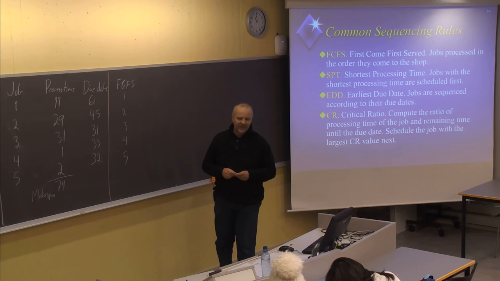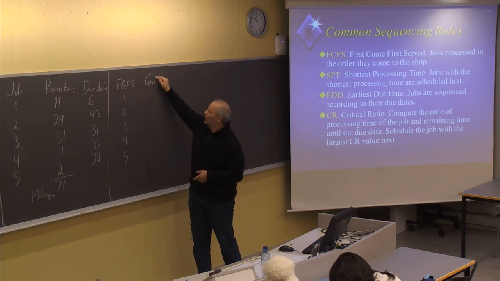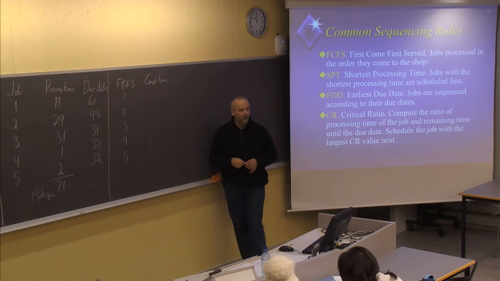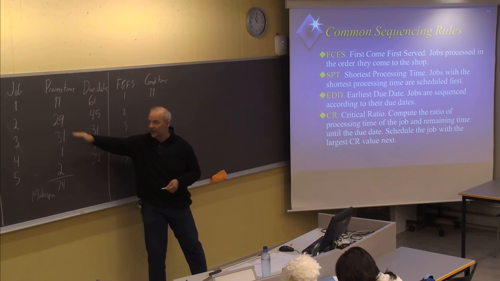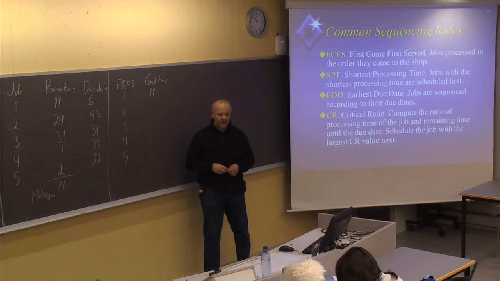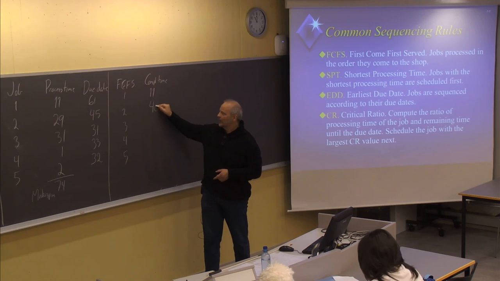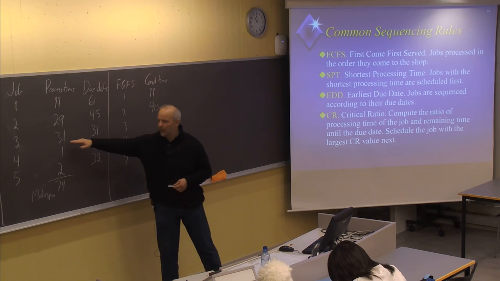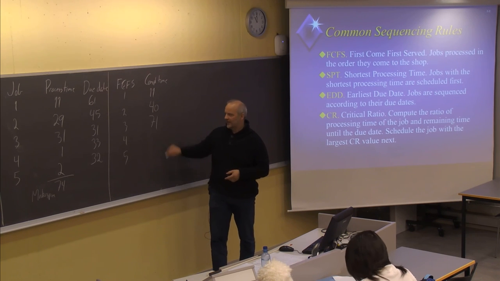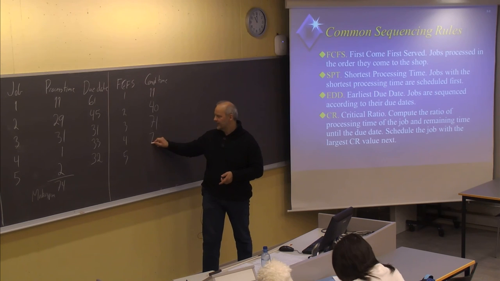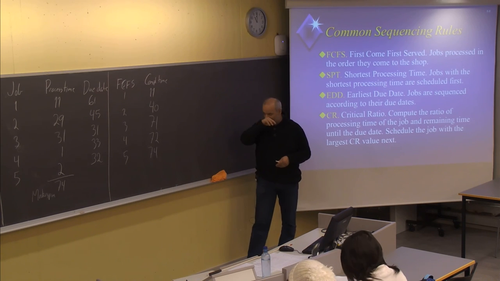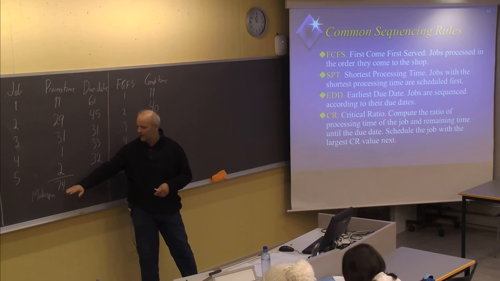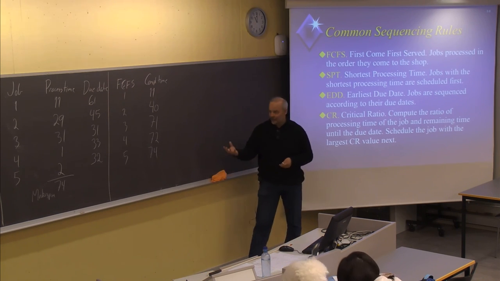Then the completion time. Well, job number one will use 11 days. Job number two will use 29 days, but we will have to wait 11 days before we start. So the completion time here will be 40. Job number three takes 31 days. Completion time after day 71. And then job number four, 1 day, 72. And job number five, 74. And we can see that the end of the last job, 74, will then of course be the same as the makespan. And this will be independent of sequence, since we now are only talking about one machine.